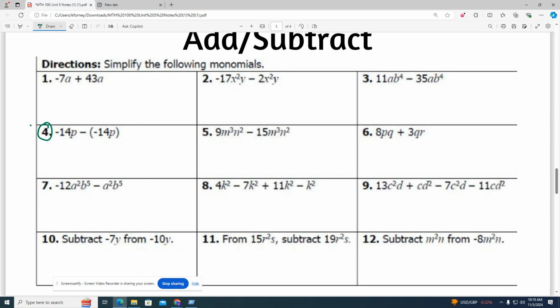I see something here that since the very beginning of this class has bothered me. What is it? Yes, the minus a negative. So I'm going to change that minus a negative to a plus. So now, what is negative 14p plus 14p? 0. So this is 0. We're done. Okay. Let's look at number 6.